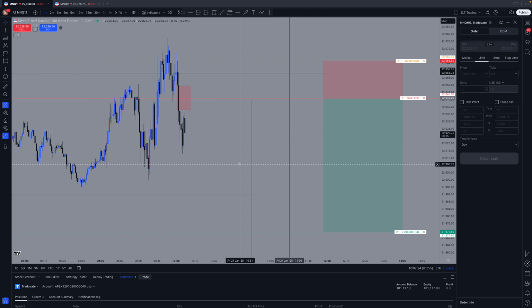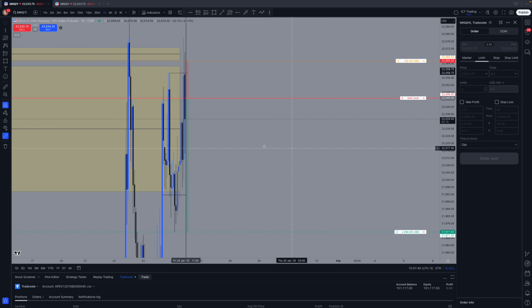We are now inside of the prime trade time. That's between 9:30 and 11:30. 11:30 is drawn out with this horizontal line right here. This is the trade setup that I'm looking to take. Looks like we're getting pretty close to that entry. You never know, it might turn around and not put me in, but we'll see.